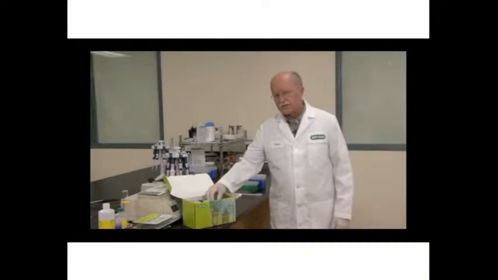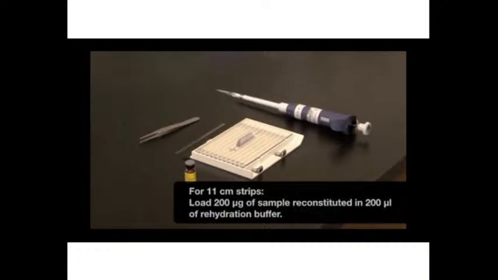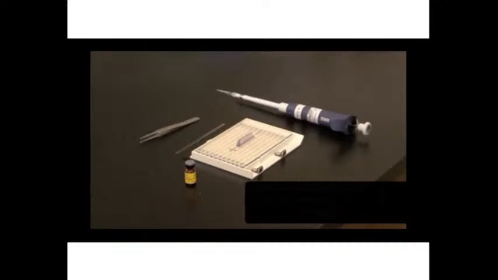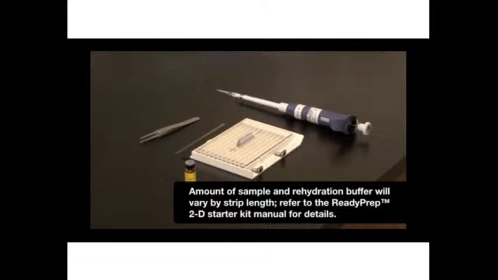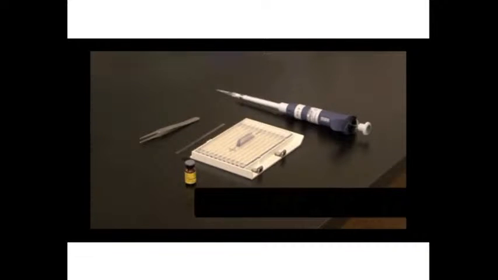The components of the rehydration buffer are urea, CHAPS, DTT, ampholyte, and bromophenol blue. I will be loading 200 micrograms of E. coli sample that has been reconstituted in rehydration buffer onto an 11 centimeter pH 4 to 7 IPG strip. To rehydrate the strip, I will load 200 microliters of sample into the focusing tray in each lane that I'll be running a strip. I am using a focusing tray that is specific for 11 centimeter strips. Trays are available for all IPG strip lengths.